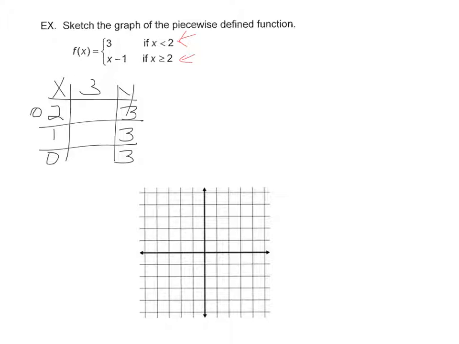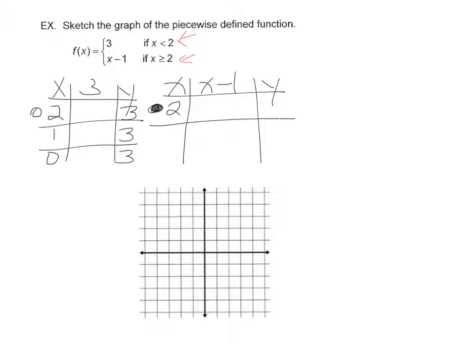Now let's make a table for the part that says x minus 1. Again, my starting value is 2, but because it has the equal to, I know it's going to be a closed circle. It's only the starting values that you have to worry about open or closed circles. All your other points will be closed, but the starting value could be open or closed, depending on if it has the equal to or not. Greater than 2, so I pick a couple of numbers bigger than 2. Plug those in for x. So 2 minus 1 is 1. 3 minus 1 is 2. 4 minus 1 is 3.